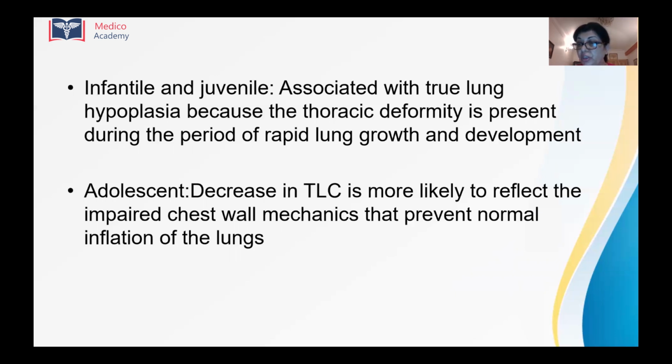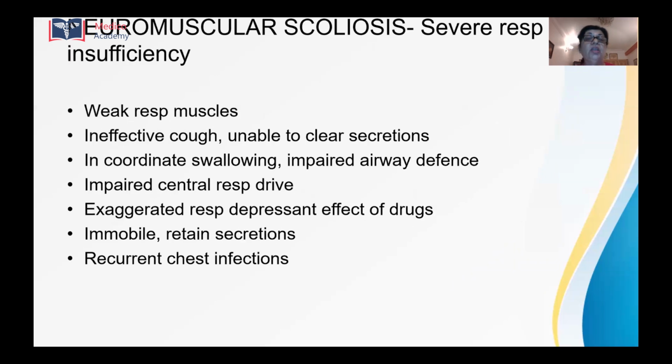Neuromuscular dysfunction etiology starts from early infancy when the chest wall is very compliant and the distortion of the thorax is severe. Now, what happens in neuromuscular scoliosis? There is a severe respiratory insufficiency due to weak respiratory muscles, ineffective cough, inability to clear secretions, incoordinate swallowing, impaired airway defense, impaired central respiratory drive, and exaggerated respiratory depressant effect of the drugs.